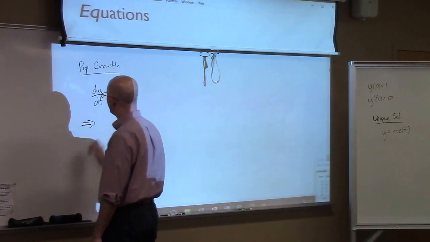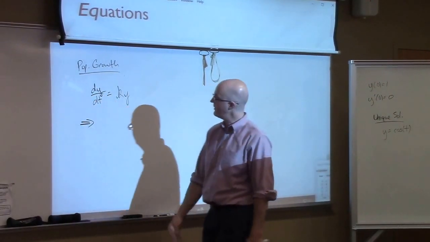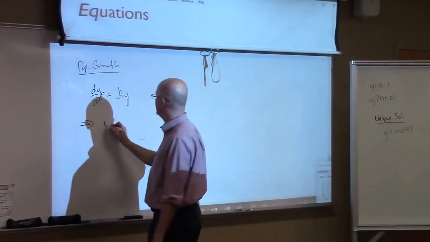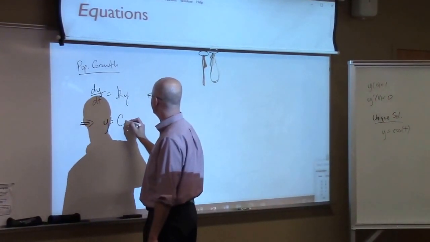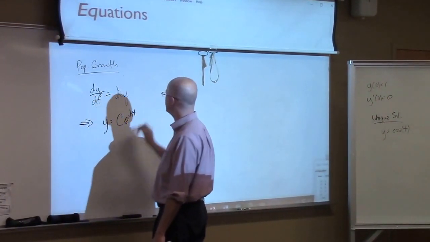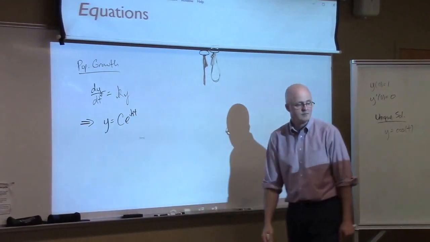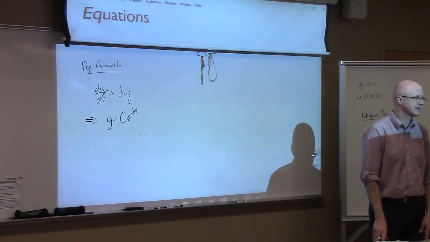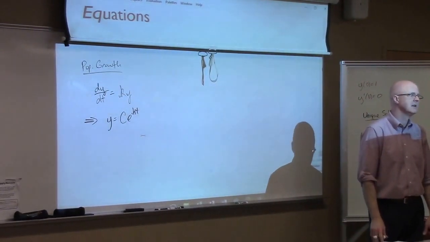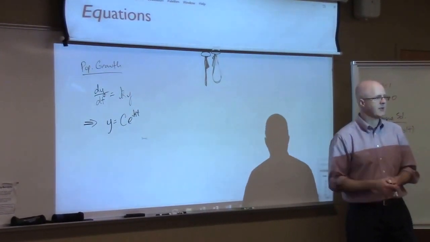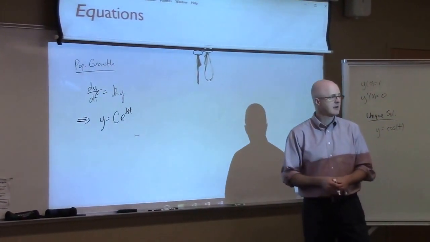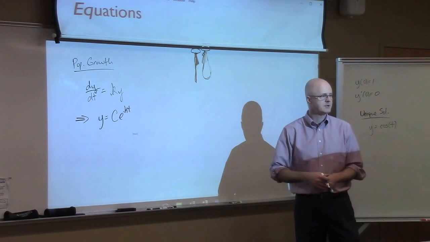You can separate variables to find your general solution, but you don't have to. This is easy enough to guess. A general solution would be any constant times e to the kt, and that would be correct if you think about it. That would be a function whose derivative is k times itself. When you differentiate it, the chain rule is going to give you an extra factor of k. Its derivative is k times itself. It solves the differential equation.